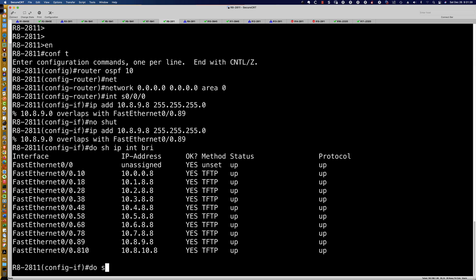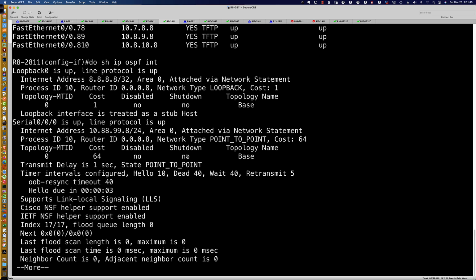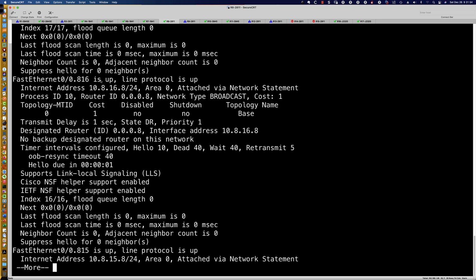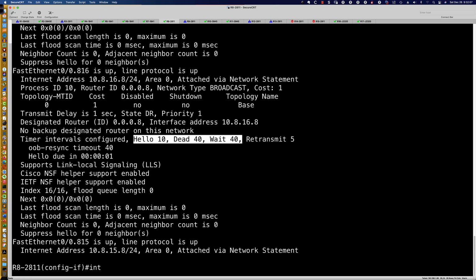So if I was to say do show IP OSPF interface, what we would see here for that FastEthernet 0/0, and there's the serial links, but we're going to be interested in the FastEthernet 0/0, and I guess we'll take a look here at .816. You can see that its network type is broadcast, and again, for all broadcast network types, those are going to be the defaults.